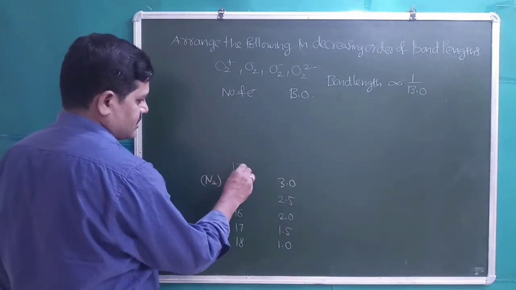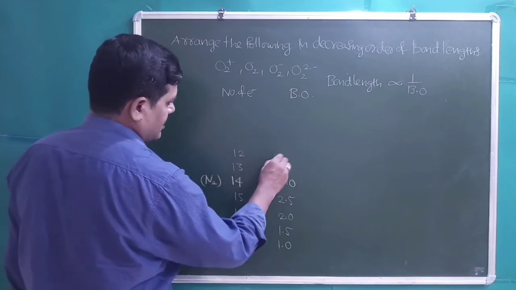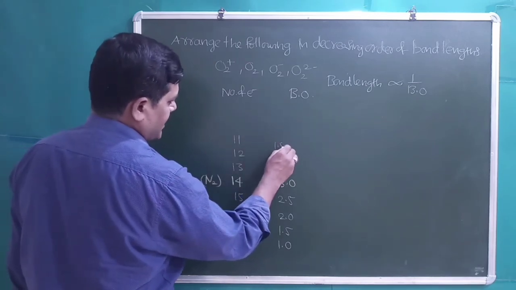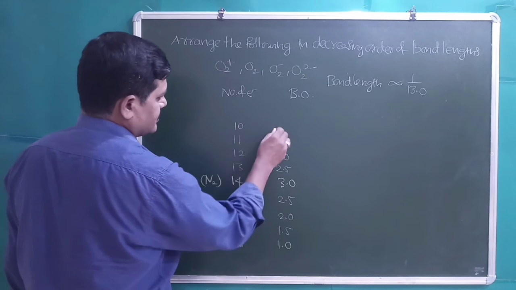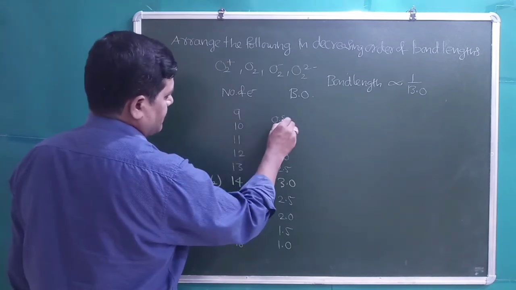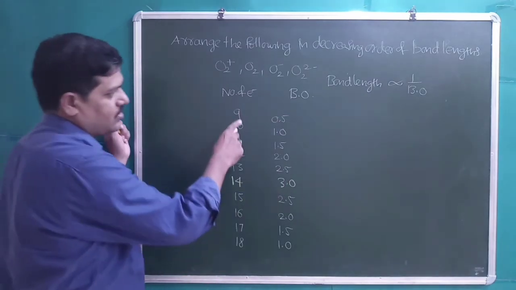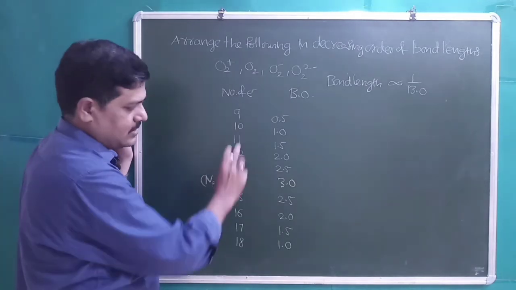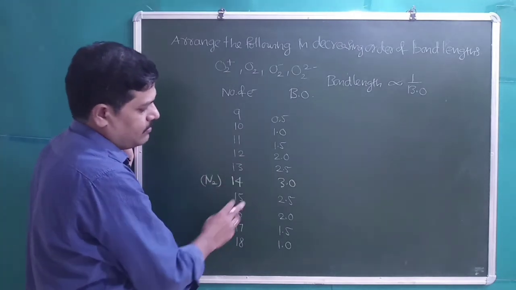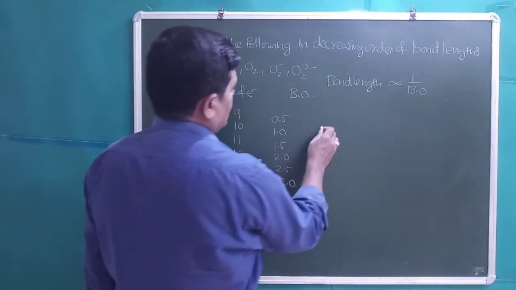Similarly, 13 electrons, bond order is 2.5. 12 electrons, bond order is 2.0. 11 electrons, bond order is 1.5. 10 electrons, bond order is 1.0. 9 electrons, bond order is 0.5. Up to 8 electrons, we can easily write the electronic configuration and find that. But this is useful in solving questions based on bond order. Let us solve this question now.